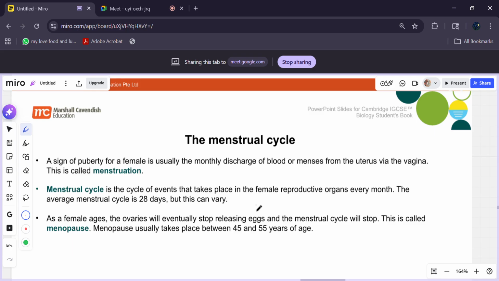The menstrual cycle is a cycle of events that takes place in the female reproductive organs every month. The average menstrual cycle is 28 days, but this can vary depending on the female.